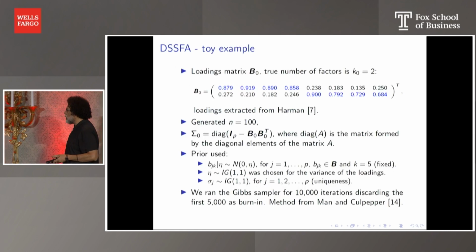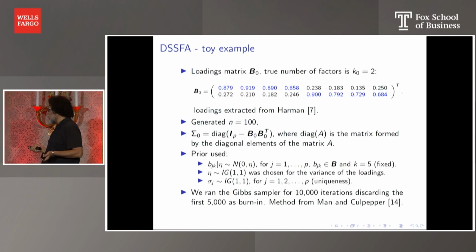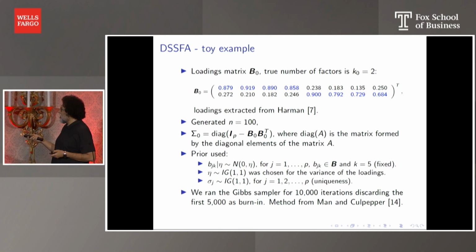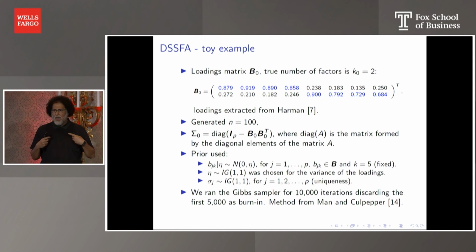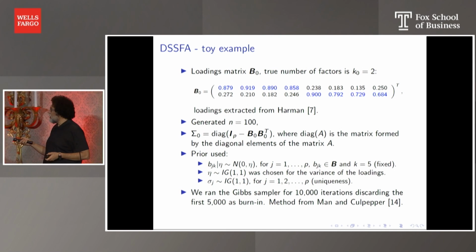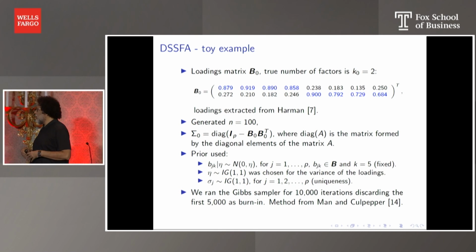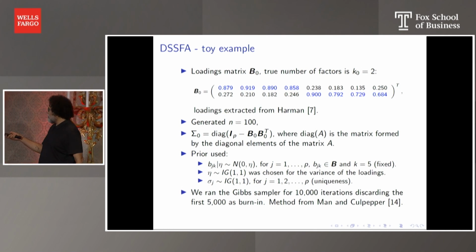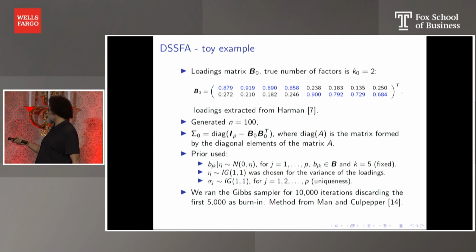Okay. So I just want to show you one example, a simple simulated exercise. In this simulated exercise, we have only 2 factors. We have 8 variables, very simple, controlled. This kind of example has been used by many people, including myself in my 2004 paper from my thesis.